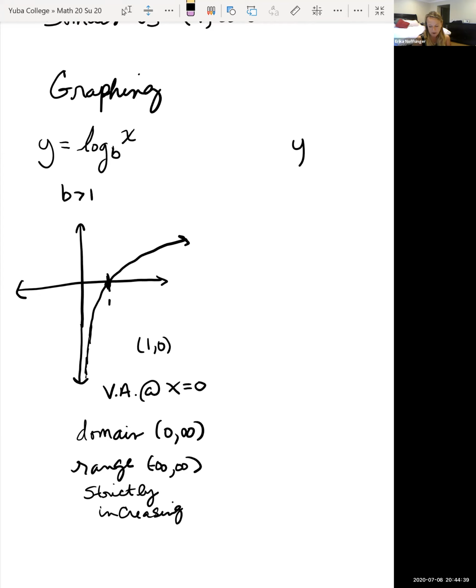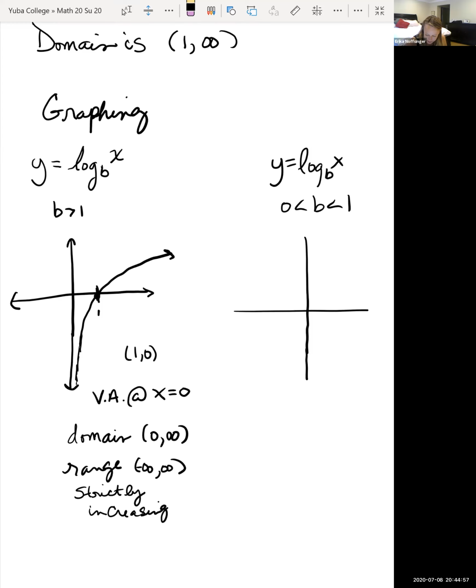If you look at the graph of y equals log base b of x, but b is between 0 and 1, it's a reflection of this across the x-axis instead of the y-axis. And so it comes down and it looks like this.